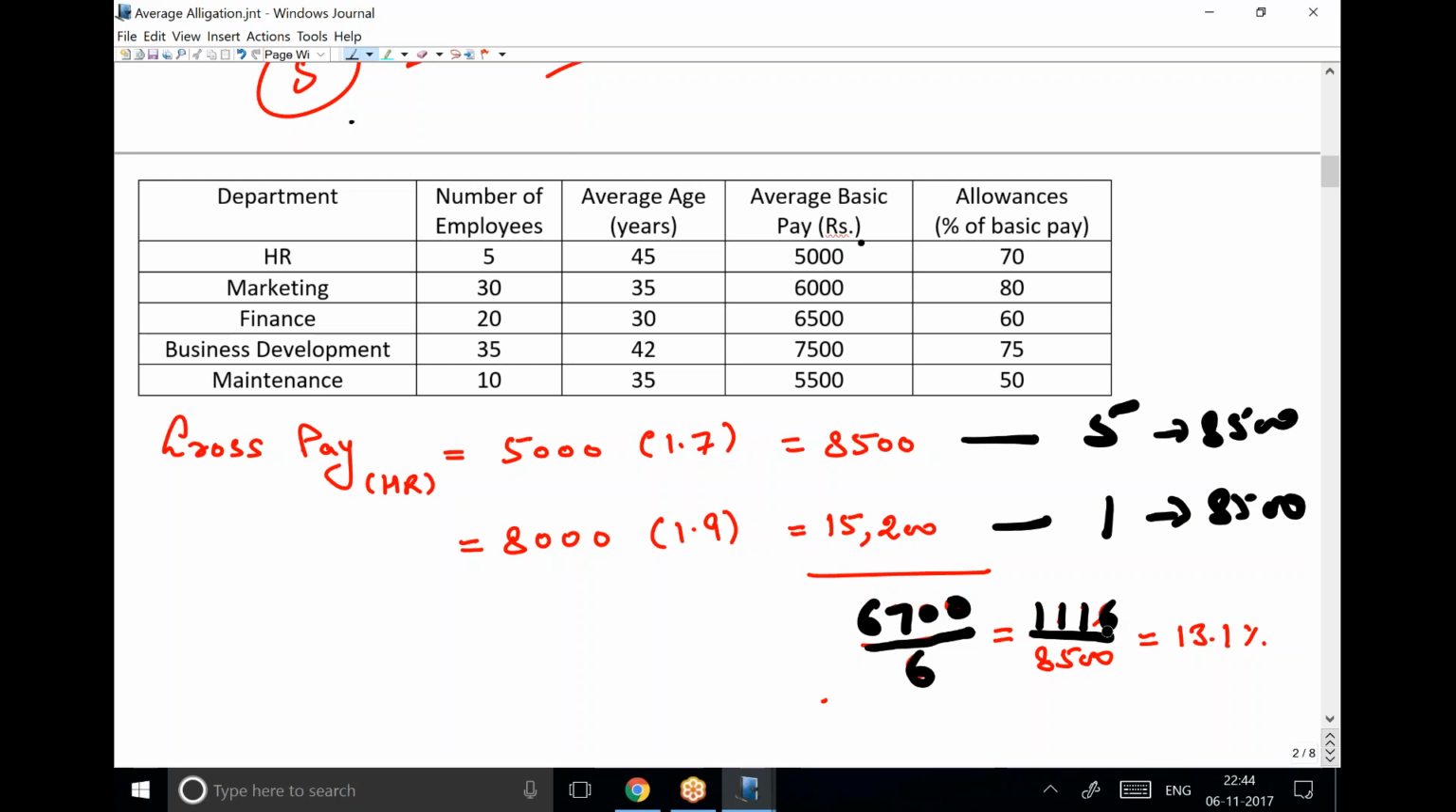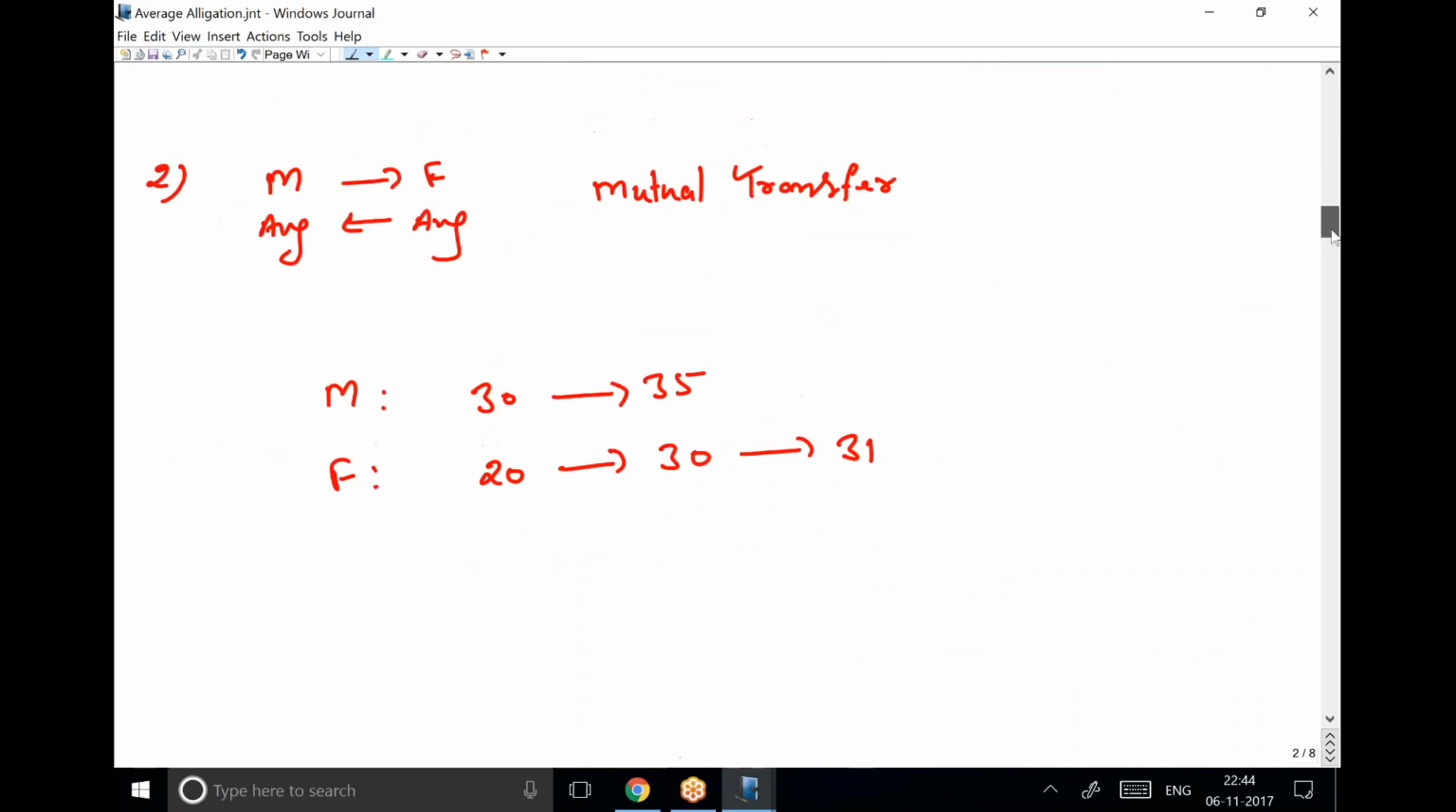So how much increase is there? We can immediately see from here that this average was 8,500, now it is getting increased by 1116, so the increase comes out to be 13.1%. So which answer option will you pick? Answer option C, for this particular reason. Right? Similarly, if you move further, look at question number 2 here.